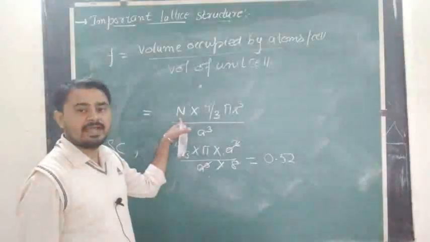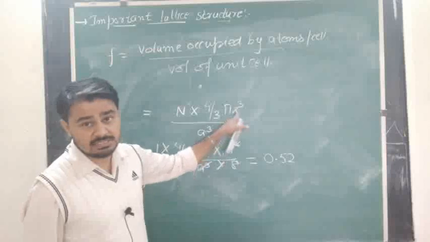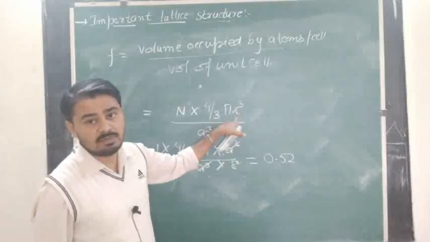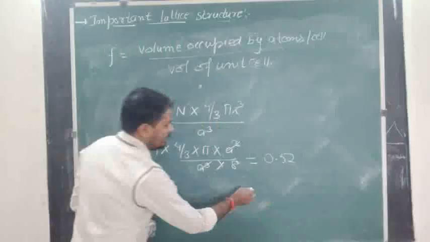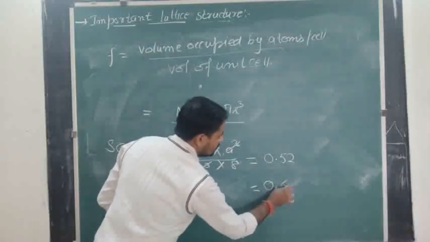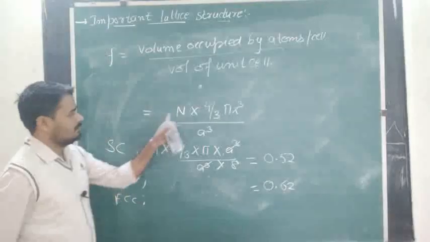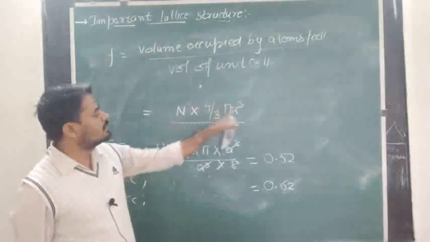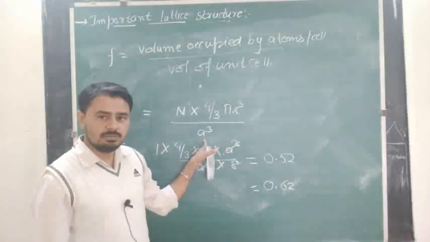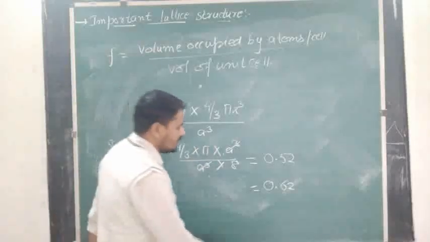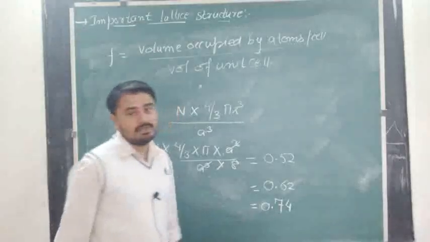For BCC, the same calculation, just the number of atoms becomes 2 and the relation for R and A changes: √3 A by 4 equals R. After that, you will get the packing fraction nearly 0.62. For FCC, again the number of atoms is 4, and the relation for R and A is 4R equals √2 A. After that, we will get the value nearly 0.74.